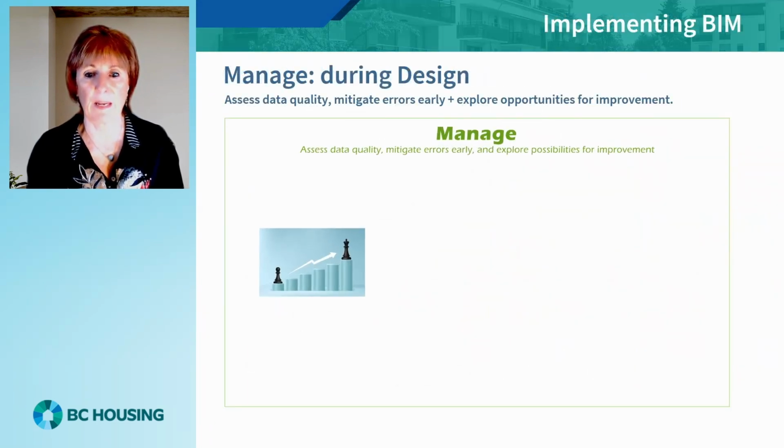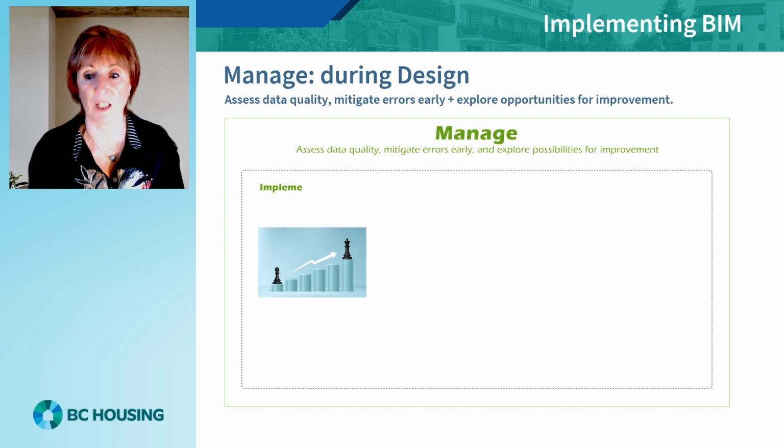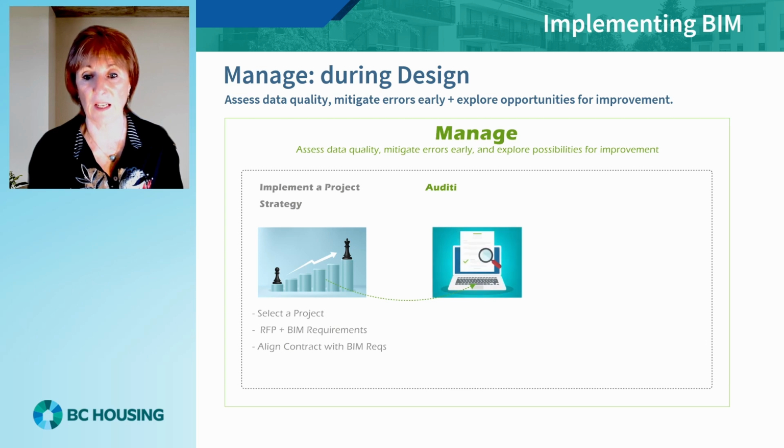The next step, as the owner, that you need to appreciate is that the management aspects of a data-driven BIM process are different from a paper process. There needs to be a digital strategy for a project, defined in the RFP and BIM requirements, which aligns with the chosen contract form. To ensure that the underlying data is fit for purpose, an auditing process needs to be in place to check the data accuracy and consistency, the completeness and validity of the information.